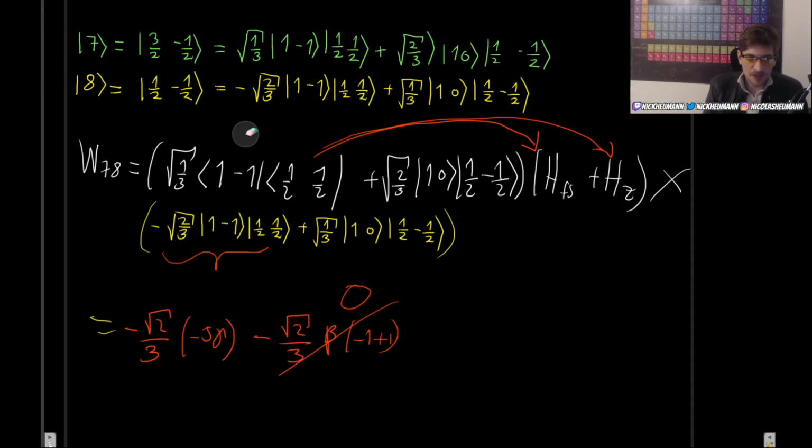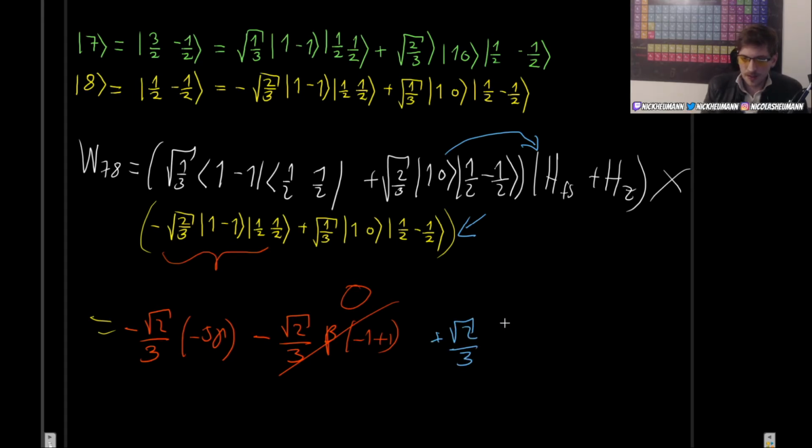All right, now let's go for the next set of multiplications. So we get this part times the fine structure and then times this. So we get plus square root of 2 over 3 times the fine structure part. Since J is 1/2, that's minus 5 gamma. And as before, this and this cancel out. This is positive, this is negative. And that, of course, makes sense because we need W78 and W87 to be the same. That's what allows it.